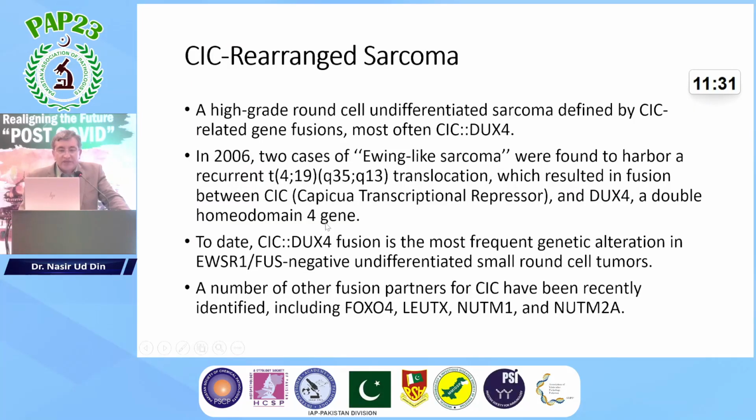The third group is CIC-rearranged sarcoma. It was first described in 2006 in two cases of Ewing-like sarcoma, which were found to harbor a recurrent translocation t(4;19) and resultant fusion between CIC and DUX4. To date, CIC-DUX4 fusion is the most frequent genetic alteration in EWSR1-negative undifferentiated small round cell tumors. A number of other partner genes apart from DUX4 have been identified, which include FOXO4 and others.